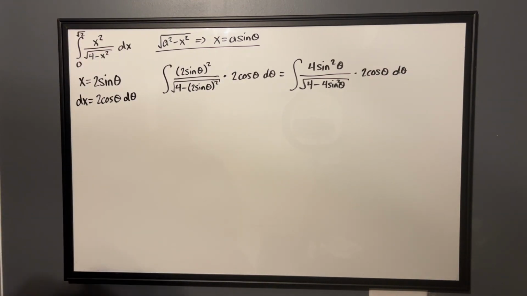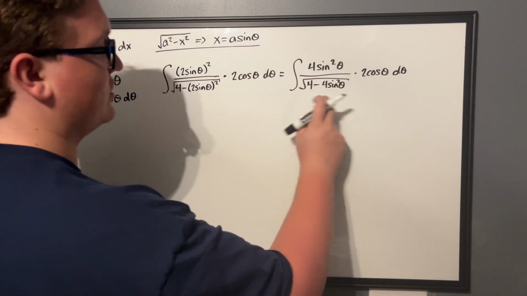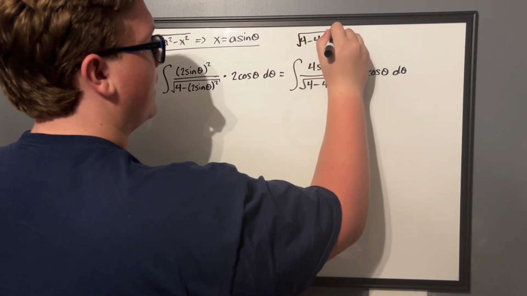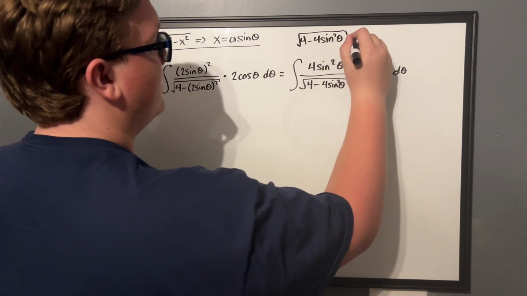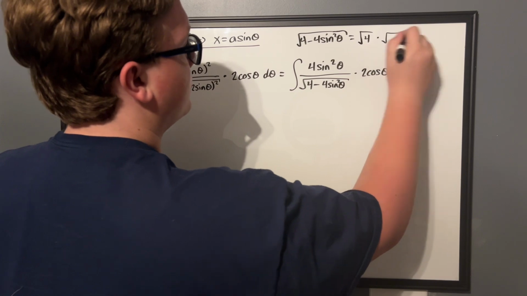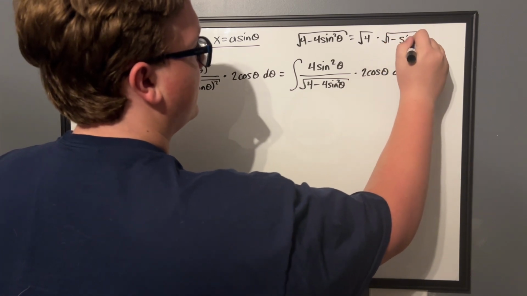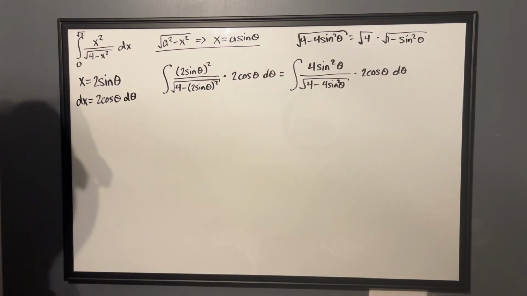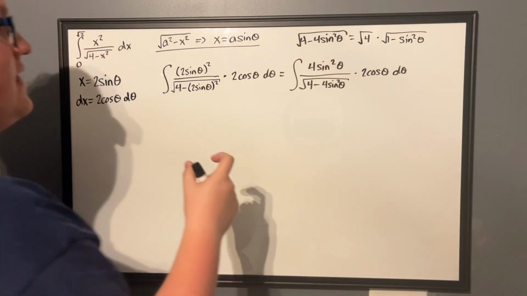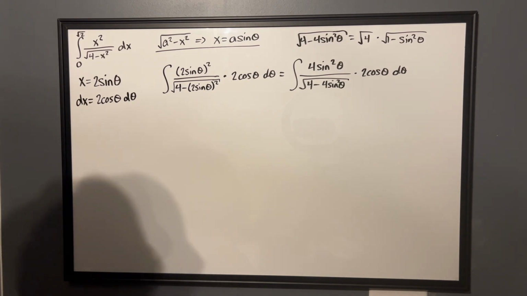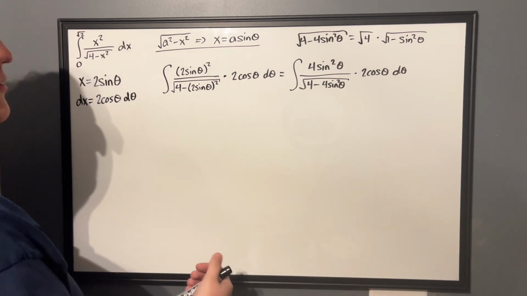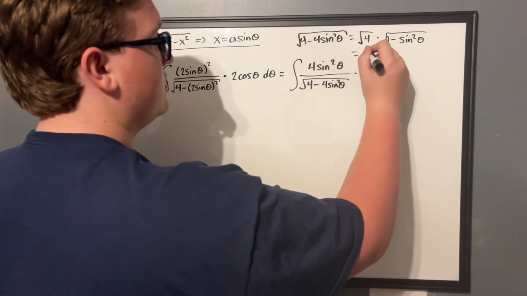Now we can do a little bit more, because this square root can actually be simplified. So let's write that up here. The square root of 4 minus 4 sine squared theta can be written as the square root of 4 multiplied by the square root of 1 minus sine squared theta. All I did there was factor out a 4 from both of these terms. And because I factored it, I can break that into a different square root, because the product of 2 square roots is the same as the square root of the product. So this is going to be, of course, 2.